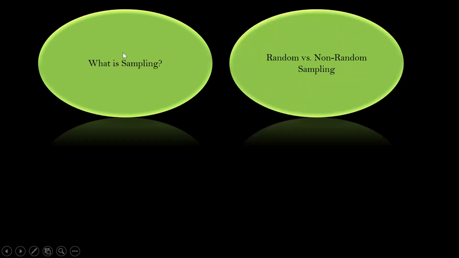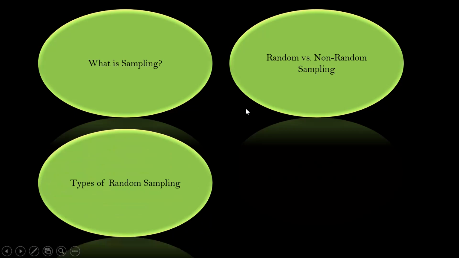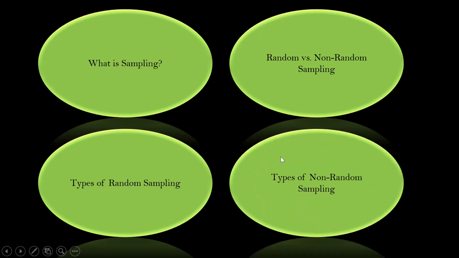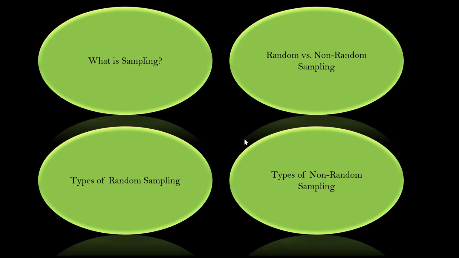So in this lecture, we'll cover what sampling is and why it's useful. We'll look at the difference between random, sometimes called probability sampling, and non-random or non-probability sampling. And then I'll go over the most common types of random or probability sampling, and then the most common types of non-random or non-probability sampling.